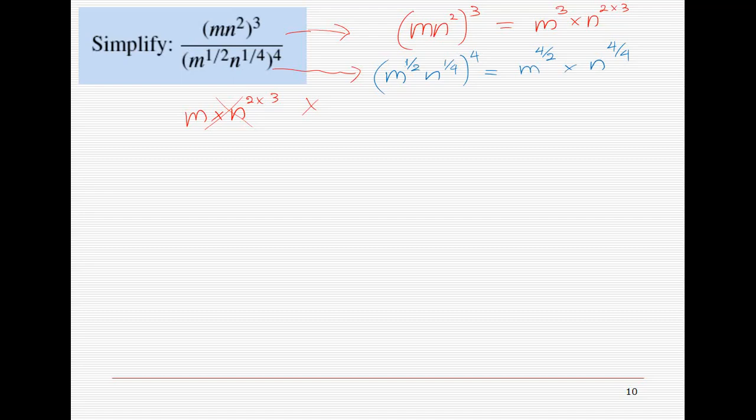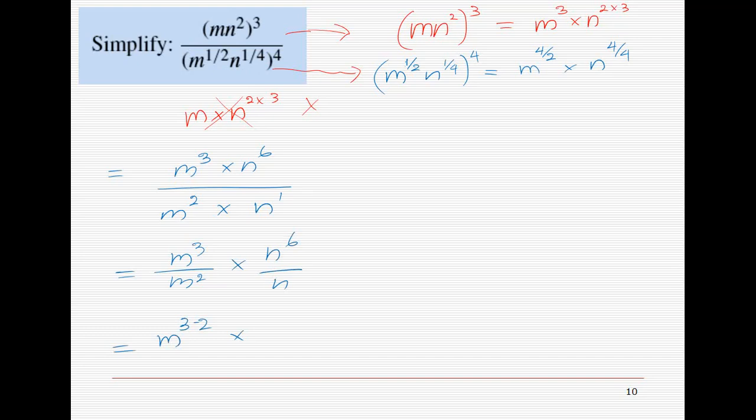Right, so now with that knowledge, if we do the simplification, we'll be getting m to the power 3 times n to the power 6, with the multiplication, divided by m to the power 4 divided by 2, which is 2, times n to the power 4 divided by 4, which is 1. So at the end of the day, m to the power 3 divided by m to the power 2, and n to the power 6 divided by n, that is m to the power 3 minus 2 times n to the power 6 minus 1. The answer will be m to the power 1 n to the power 5, or else m n to the power 5. Hope everything is clear up to this point.